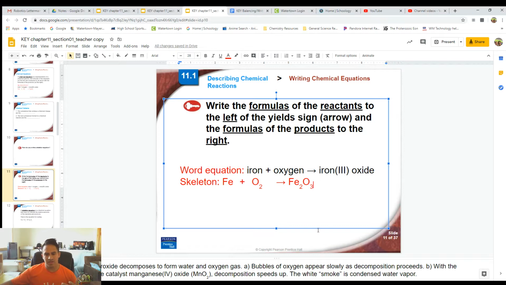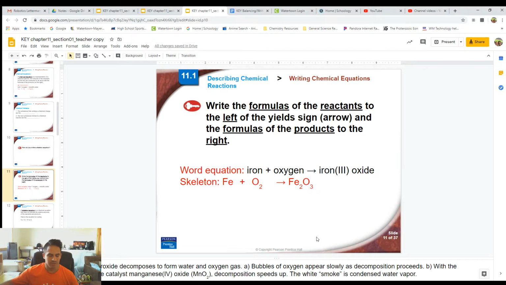So think of a chemical equation like a recipe. If you've ever followed a recipe before, like to make a cake or to make dinners, whatever, typically it doesn't just tell you what you need. It tells you what you need and how much, right?